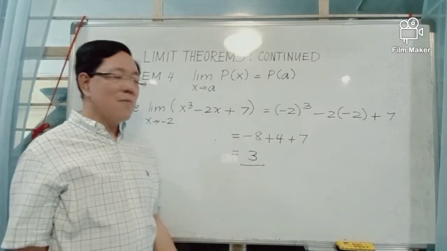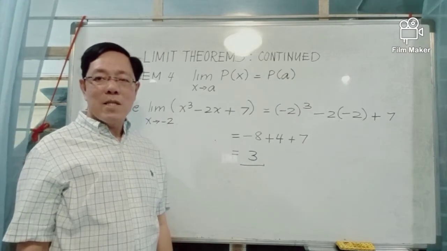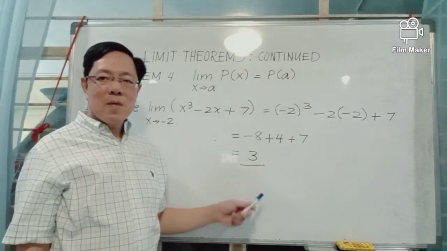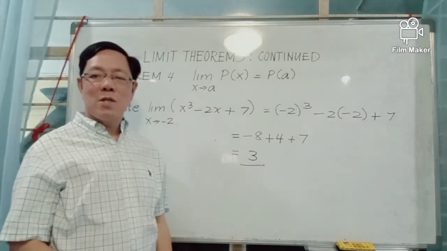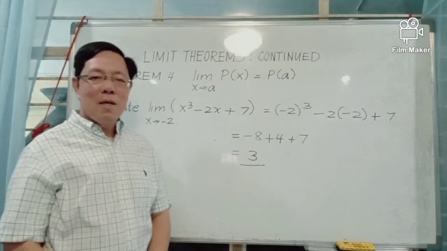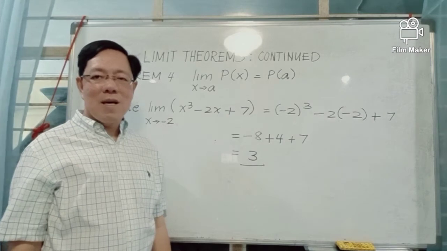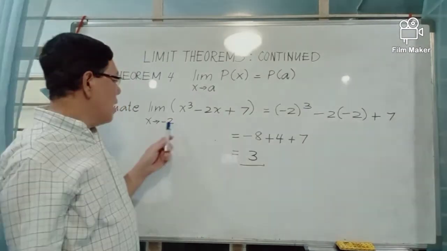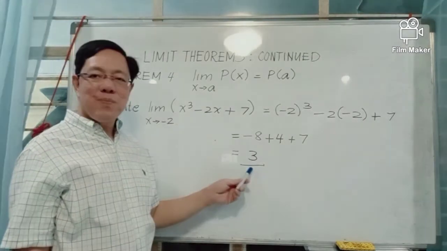Geometrically, in the graph of this cubic equation, we'll have no break at the point negative 2 and 3, which means that the graph of this cubic equation is continuous at the point negative 2 and 3. And that indicates that the limit of the cubic function exists as x approaches negative 2, and the limit is 3.